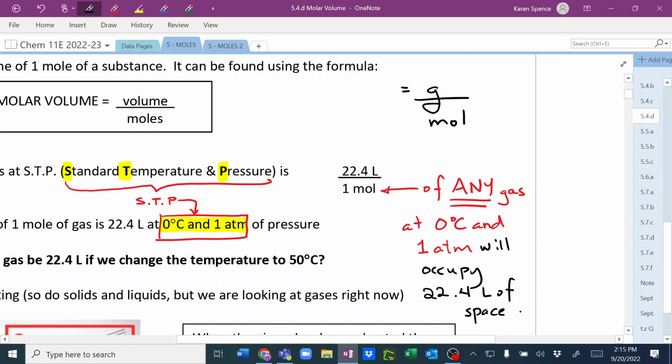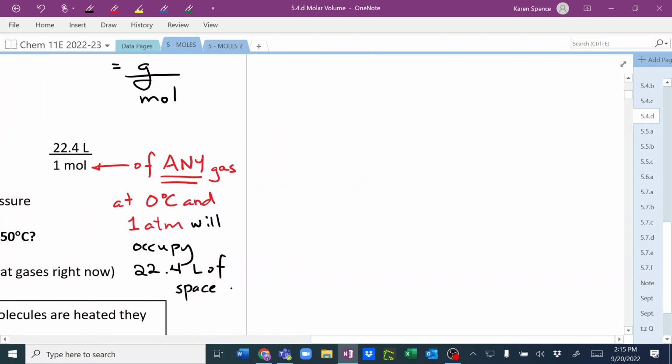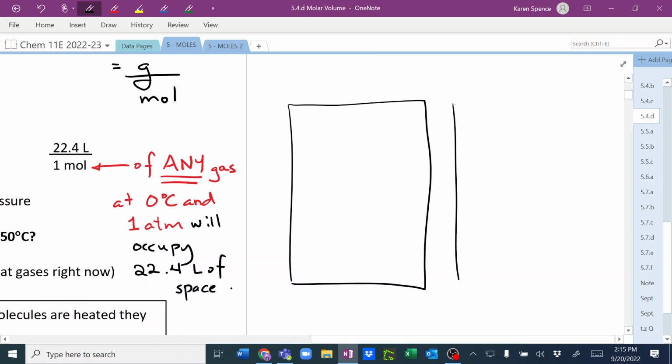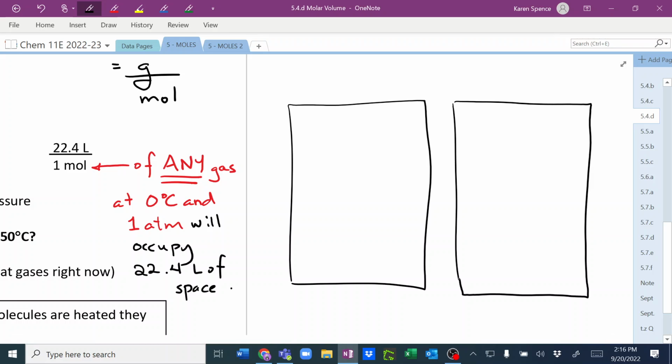And if you're like, well, what if the molecules are bigger? And what if the molecules are smaller? Well, here's the thing about gases. Most of the gas, if you've got a volume of gas, what's most of the space taken up by? Just empty space, right? The particles themselves.